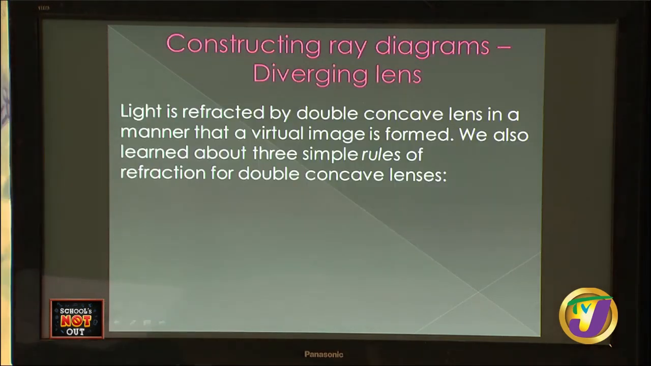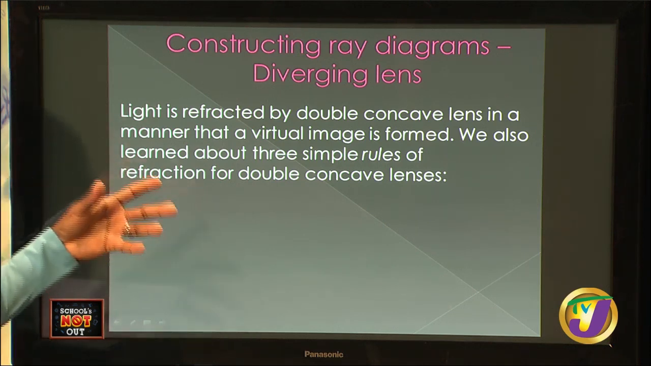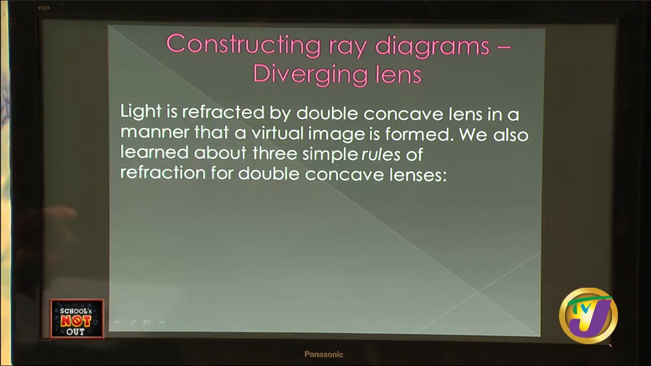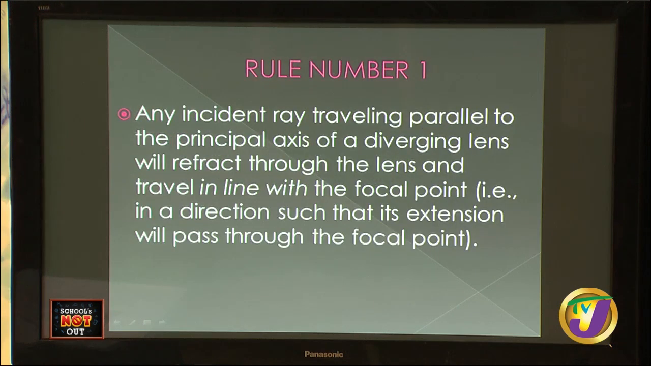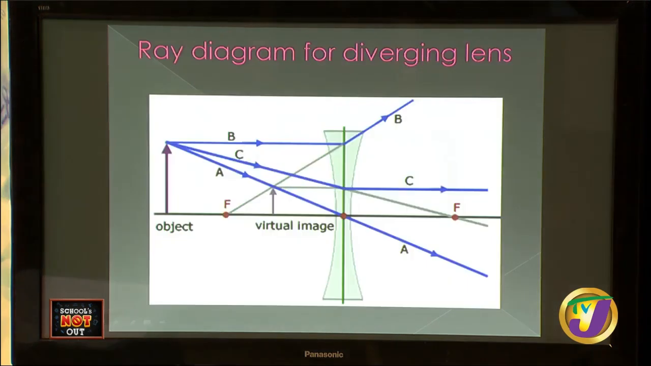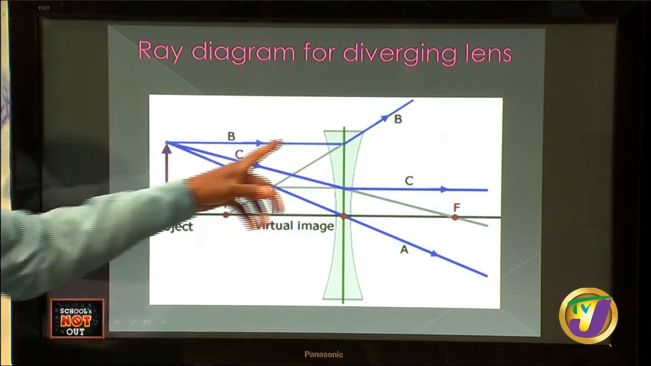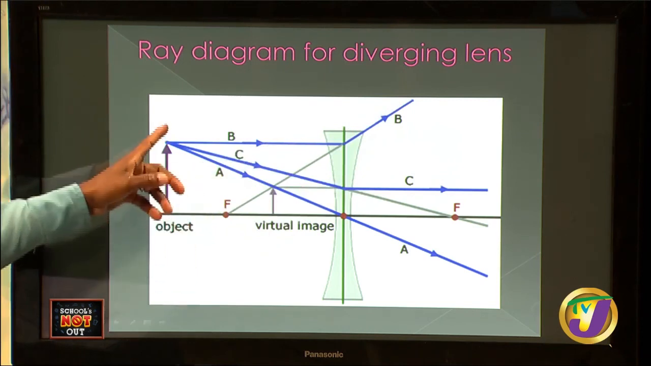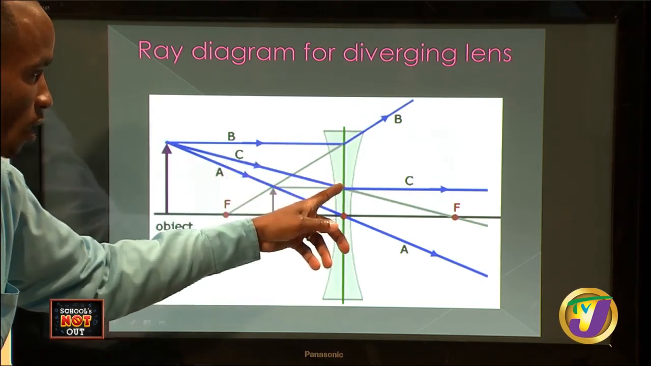Now, for the concave lens, or the diverging lens, it is something similar. Light is refracted by a double concave lens in a similar manner, except that a virtual image is formed. We also learn about the 3 simple rules of refraction for double concave lenses. So rule number 1, any incident ray traveling parallel to the principal axis of a diverging lens will refract through the lens and end up, let me just go to the diagram here. So essentially, this one that travels parallel will bend in such a way that it appears to come from the focal point.